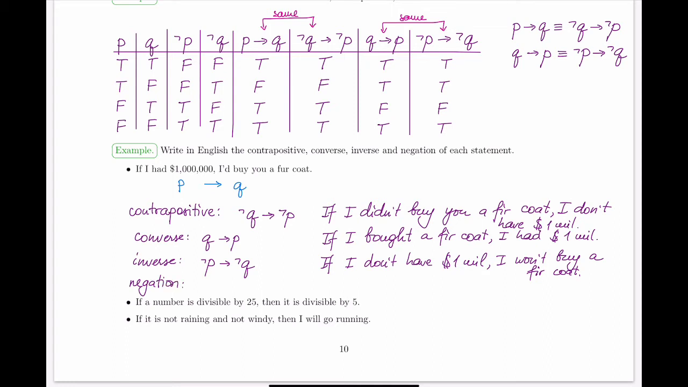Again, negation is actually not (P implies Q), or in the simplified form, it is P and not Q. So the negation of the conditional is actually not a conditional at all. It's an and. So what do we have here? We have P. So in this case, I have $1 million. And not Q, I didn't buy you a fur coat.